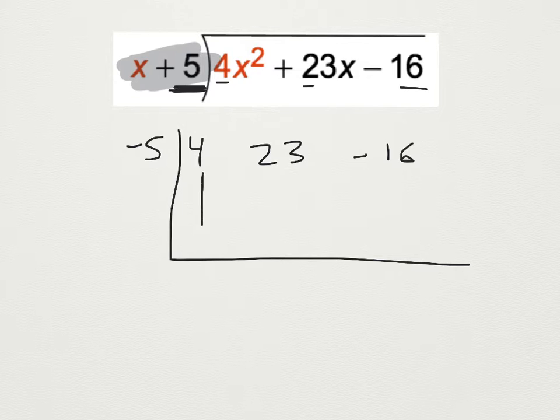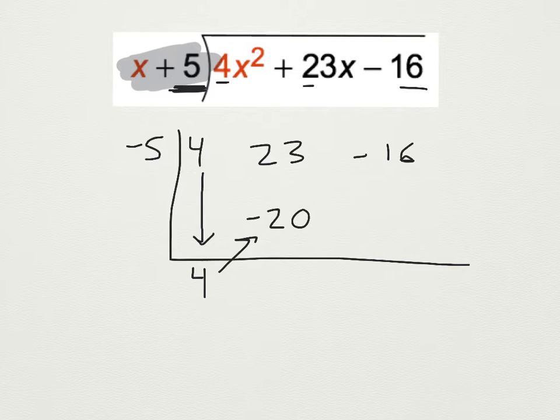So now we're going to drop this 4 down and write it on the bottom outside our box. And we're going to multiply the -5 times the 4. What do we get when we multiply -5 times 4? What do we get? -20. So we write that right there.